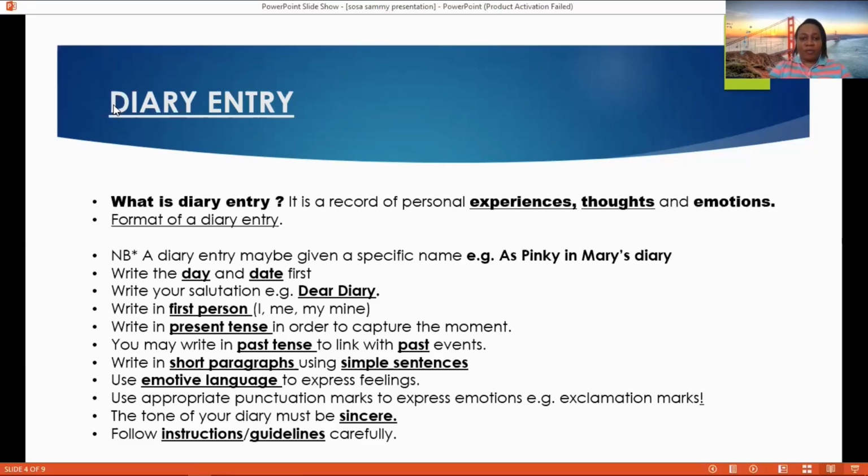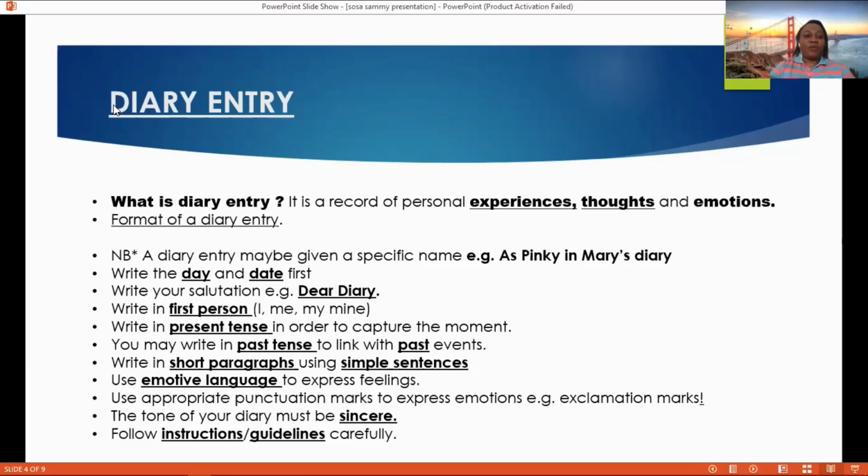Right, before we go through a diary entry, I just want you to note that a diary entry may be given a specific name. Some people want to be creative around their diary entries, and they may give it a name of Pinky, whereas that is Mary's diary. Right. First of all, when you are to write a diary, you need to indicate the day and the date. For instance, day, Monday, date 25 May 2020. Say that is your date. Indicate it first before you start writing your diary.